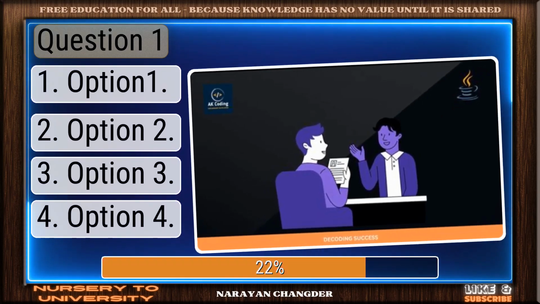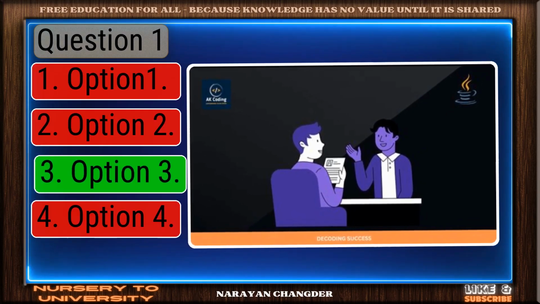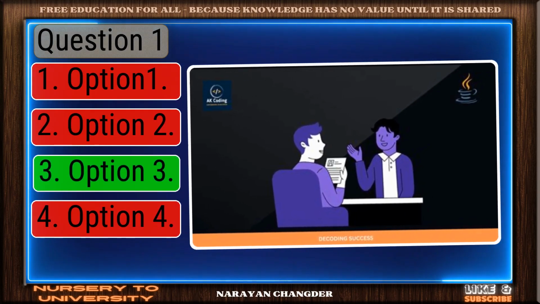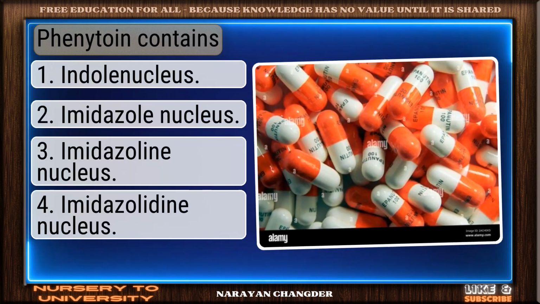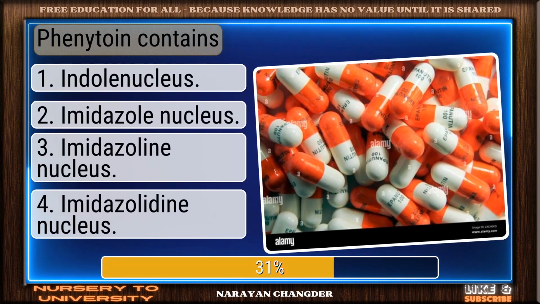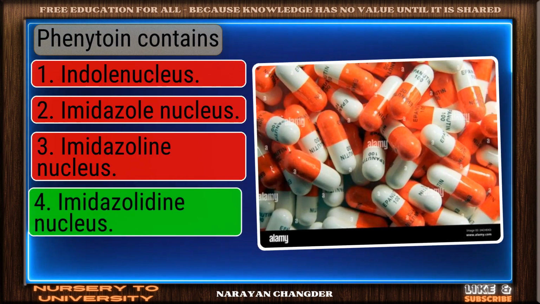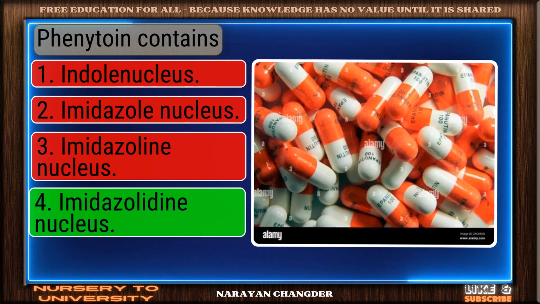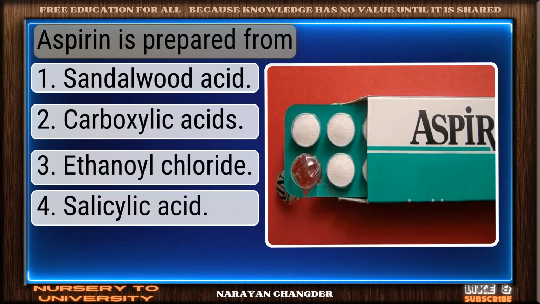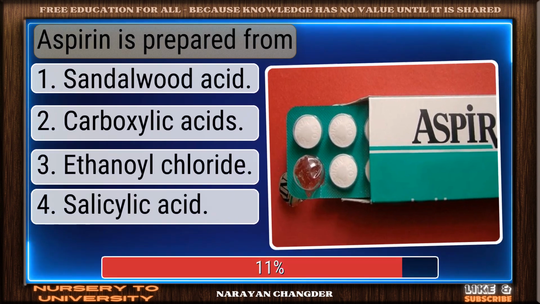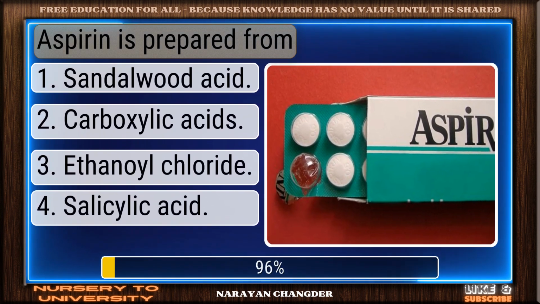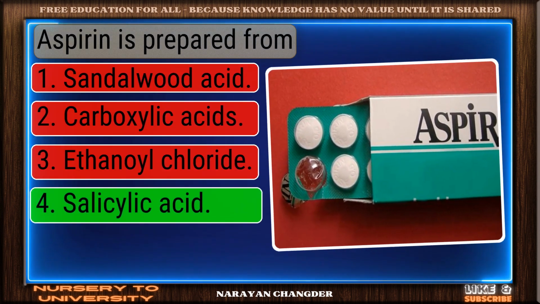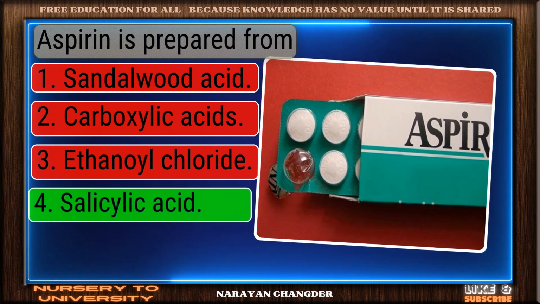Question 1. Great job. Option 3 is the accurate answer. Phenytoin contains. Great thinking. Imidazolidine nucleus is the right choice. Aspirin is prepared from. You chose salicylic acid, and it is correct.